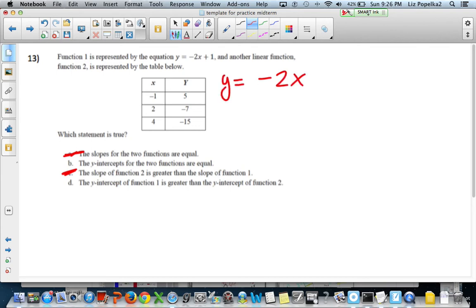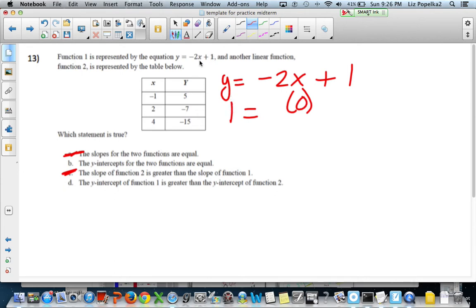So it's negative 2x plus 1. So negative 2 times 0 would be 0. 0 plus 1 would be a 1. So that means that if x is 0, y is a 1.